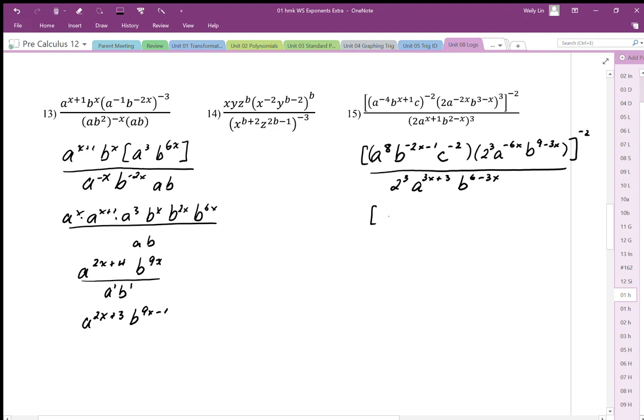So we end up with 2 cubed, a to the power 8 plus negative 6x, so it's going to be minus 6x, b to the power negative 2x minus 3x, so it's negative 5x, negative 1 plus 9 is going to give me plus 8, and then lastly we end up with c to the power negative 2.